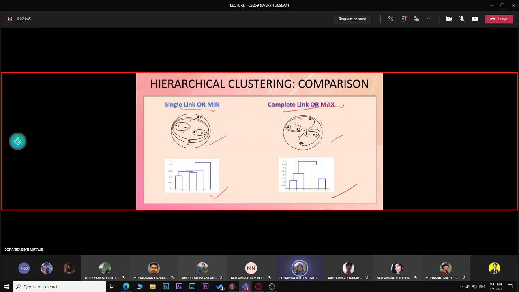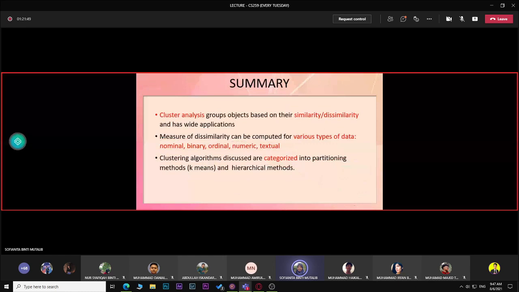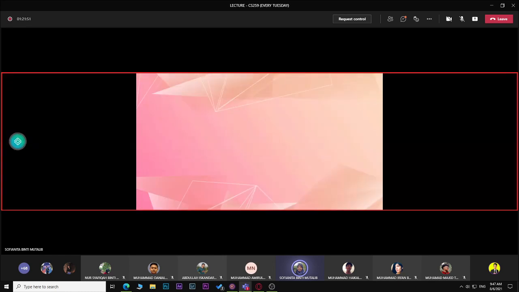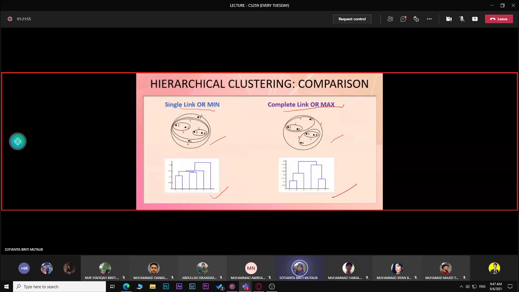I think that I could have the exercises for you to do. In the future there will be other exercises related to single and complete link, for you to do to familiarize yourself with the process.